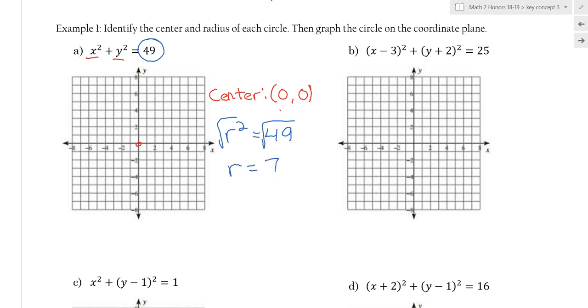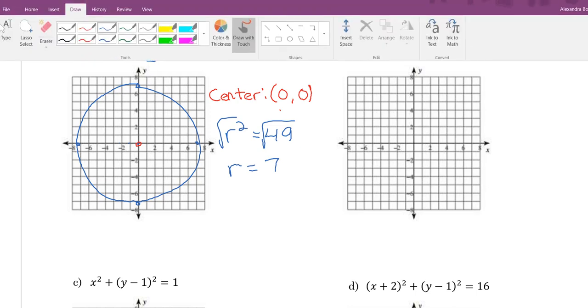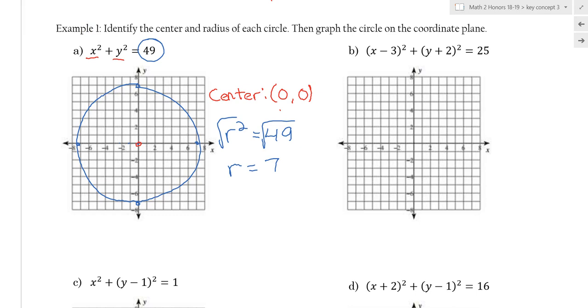So r equals 7. The easiest way to graph a circle is to count out from the center 7 points in every direction. So up, left, right. I started here and I counted out 7. I'm going to count 7 down. I'm going to count 7 right. And I always start back at the center. Okay. And there is our circle, because again, a circle is just a set of points that's equidistant from that center point. Easy enough.